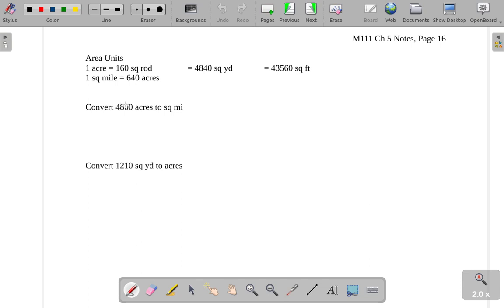But in this problem, we're saying convert acres to square miles, so it looks like this equality is the one I want to use because it involves square miles and acres. So I'll go 4,800. We're going acres. Let's see, that's on the top, so I want acres on the bottom, and therefore square miles on the top. It looks like 1 square mile is 640 acres. So that means I just need to take this 4,800 divided by 640. Acres will cancel with acres, and we'll be left with square miles.